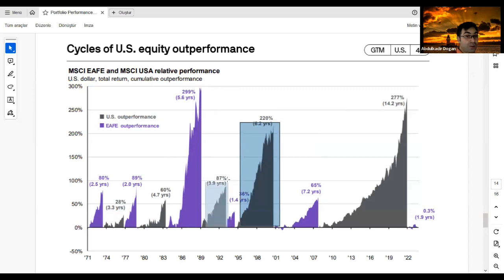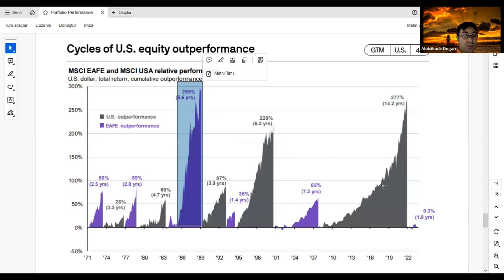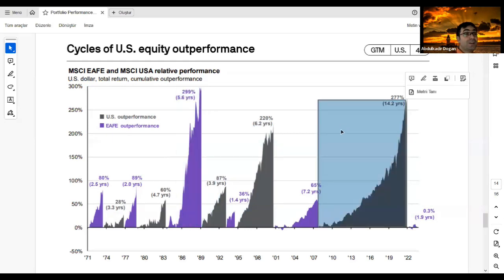Here, just 4 years. Here, just 5 years. But here it is around 15 years. So timing is everything in the financial market. Where you are taking the position, at what time, at which cost, it is really important.